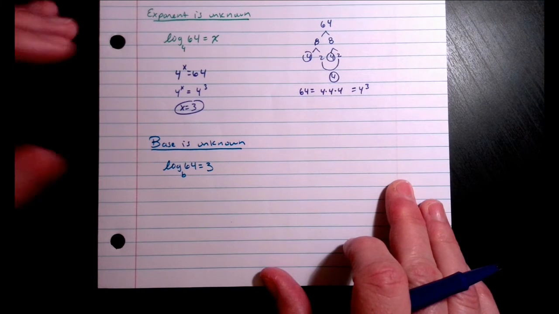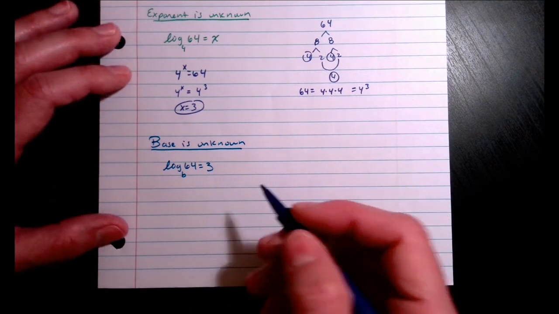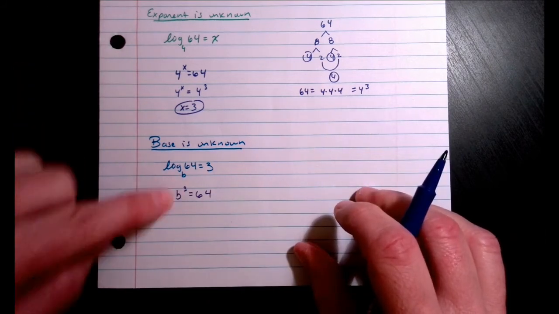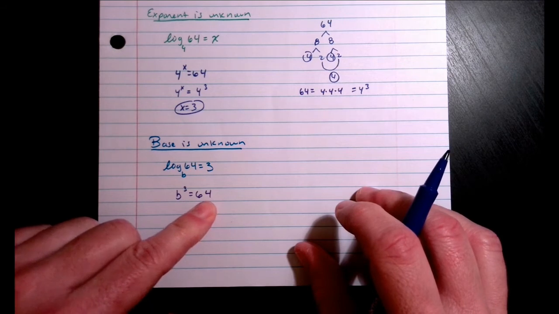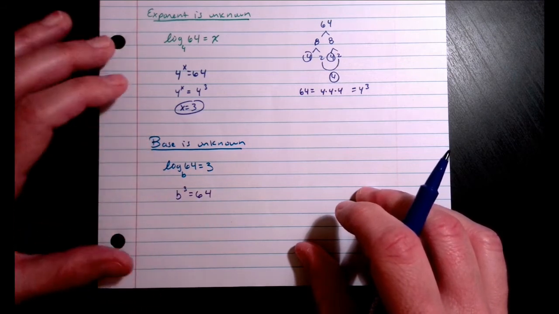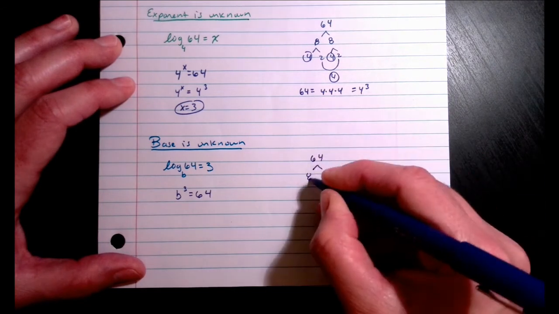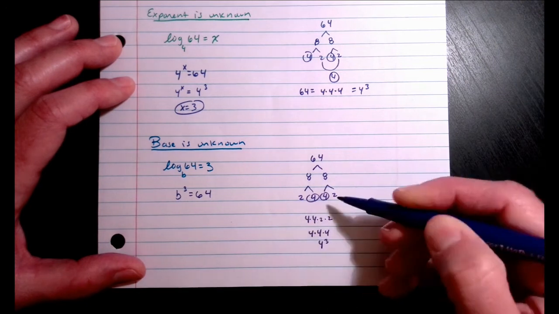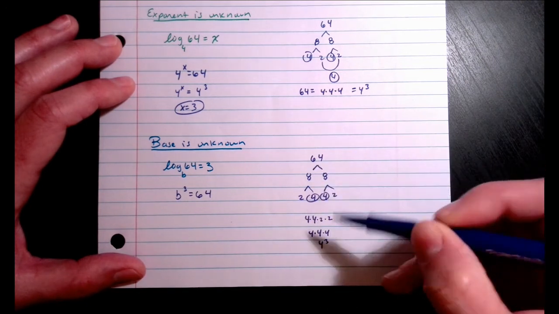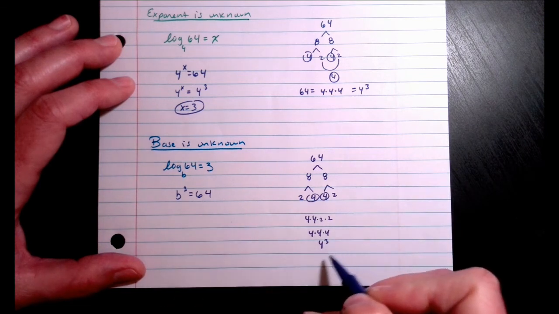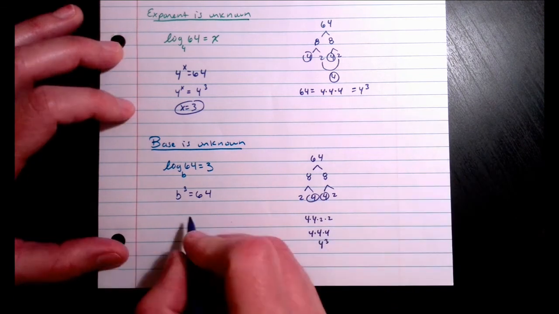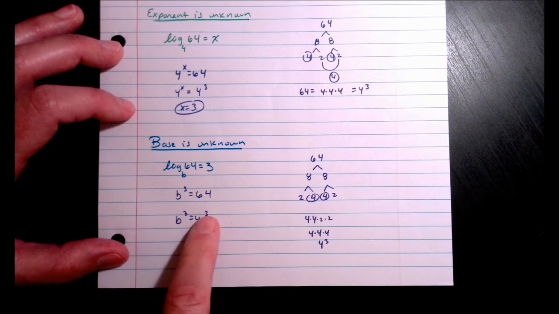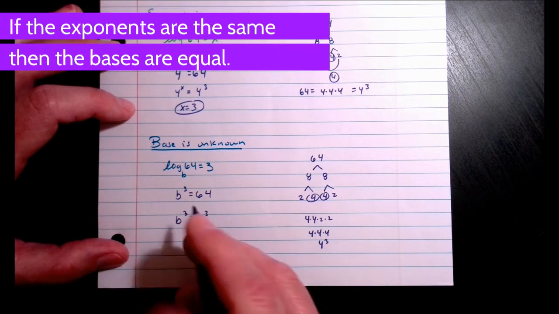So what if the base is unknown? Well, again, we're going to convert to exponential form. Now, we have some unknown base to a power of 3. So again, we would take 64 and break it up into something that's a power of 3. So again, we would get 4 to the power of 3. So I'm going to rewrite 64 as 4 to the power of 3. Okay, now check this out. In this situation, the exponents are the same. If the exponents are the same, then the base must automatically be the same.